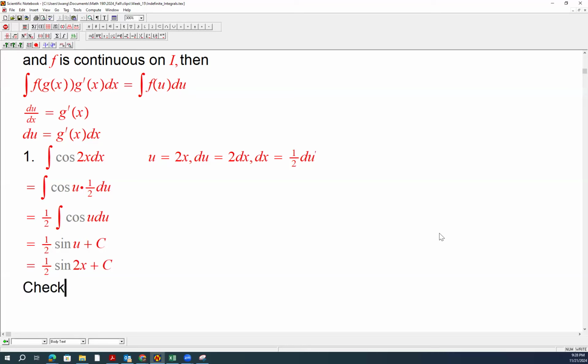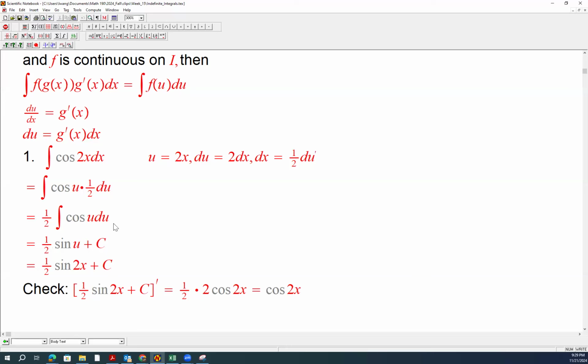And to check our answer, you just have to take the derivative of the result, and we should get cosine 2x. So we take the derivative of the result, and we get half, times the derivative of sine 2x. We apply the chain rule, so it's cosine 2x times the derivative of 2x, which is 2, and the derivative of the constant is 0, so we get cosine 2x. So the chain rule has verified that the answer is correct.